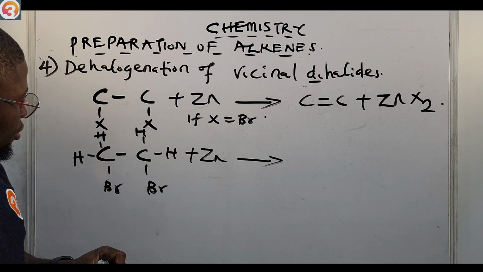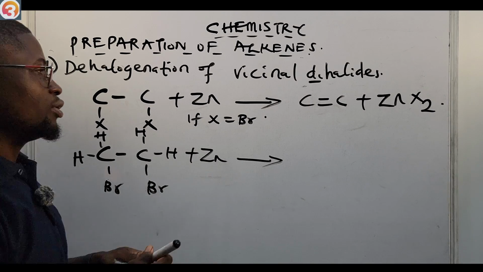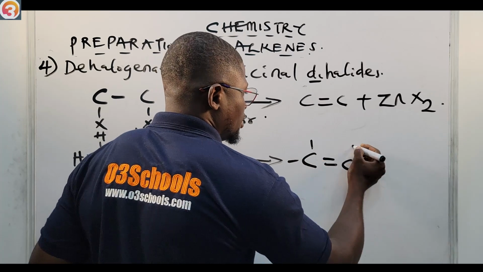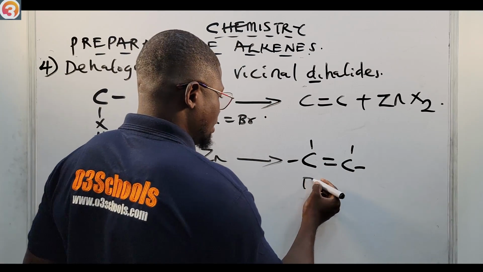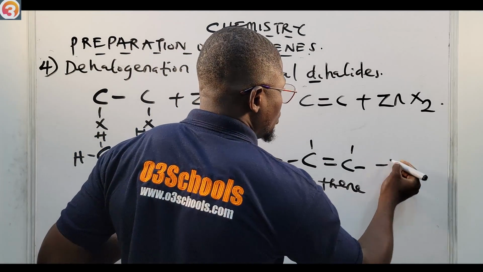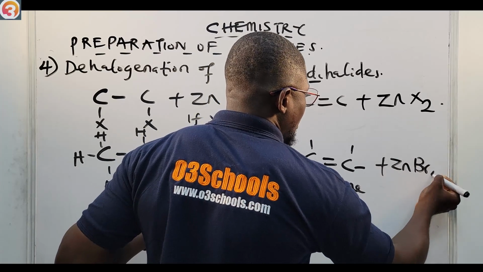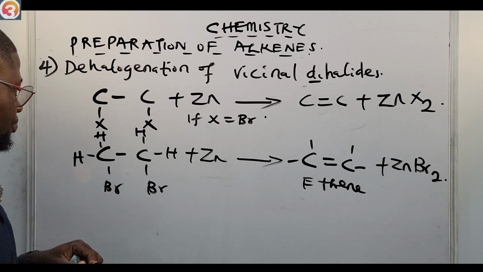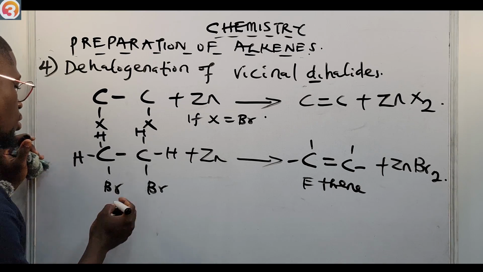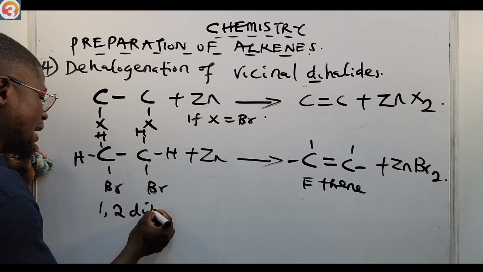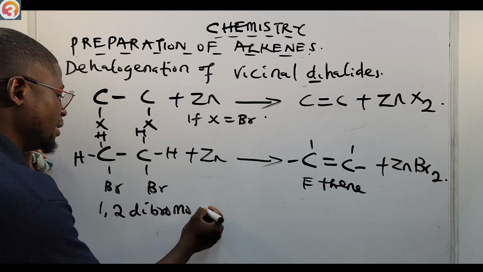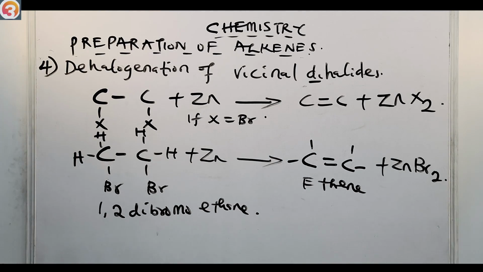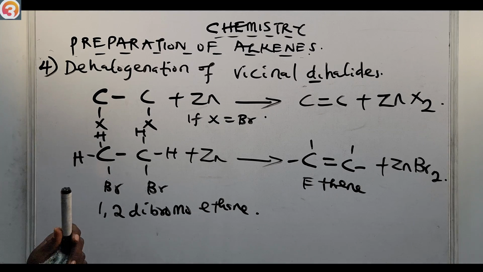Now let us continue. Once we have this plus zinc, we're going to have an alkene. We can complete the structure. This is ethene, plus ZnBr2. Very, very easy. This is called 1,2-dibromoethane. So this is how we prepare an alkene.